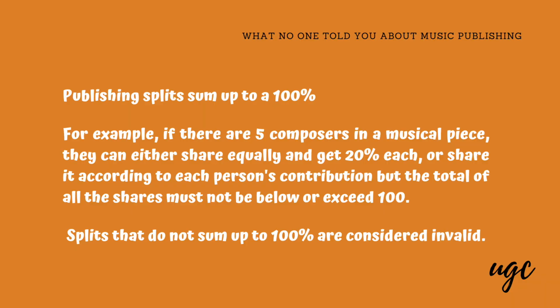Publishing splits sum up to 100%. For example, if there are five composers in a musical piece, they can either share equally and get 20% each, or share it according to each person's contribution. But the total of all the shares must not be below or exceed 100. Splits that do not sum up to 100% are considered invalid.